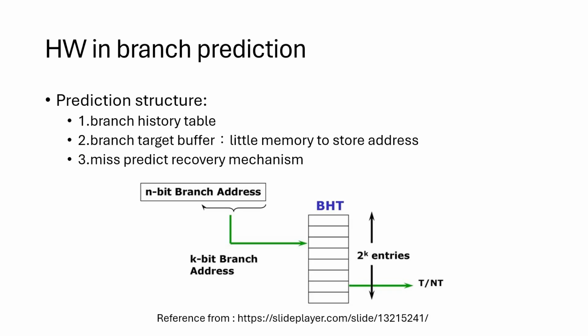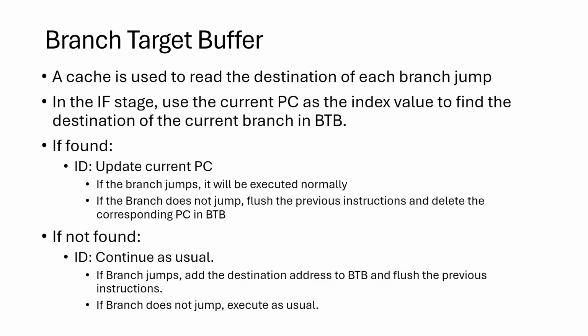The branch predictor needs some added hardware to support it. The number one is the branch history table. Number 2 is the branch target buffer, which is a little memory to store the address. And the last one is the mispredict recovery mechanism. The branch history table is a small memory indexed by branch address. This memory includes 1 bit to indicate whether this branch jumps or not. The branch target buffer is a cache used to read the destination of each branch jump.